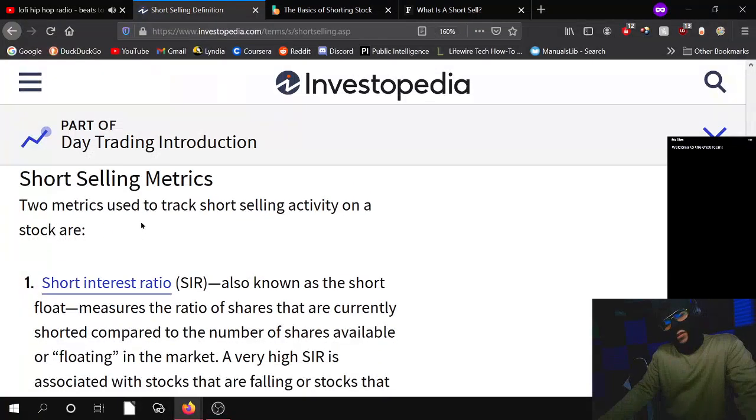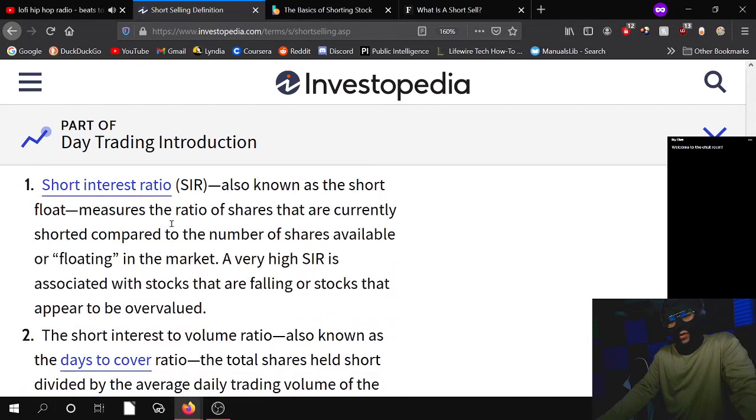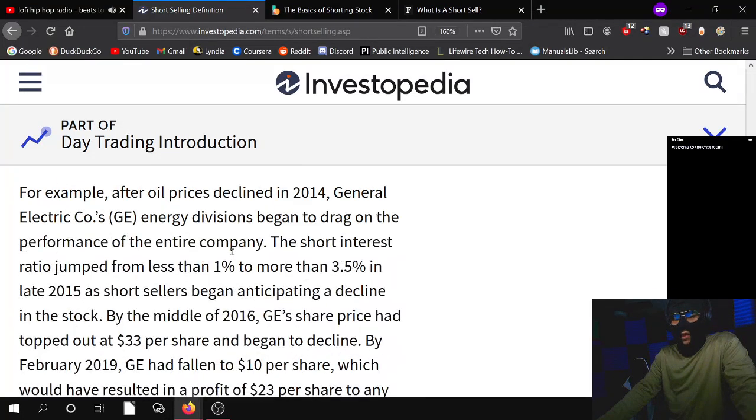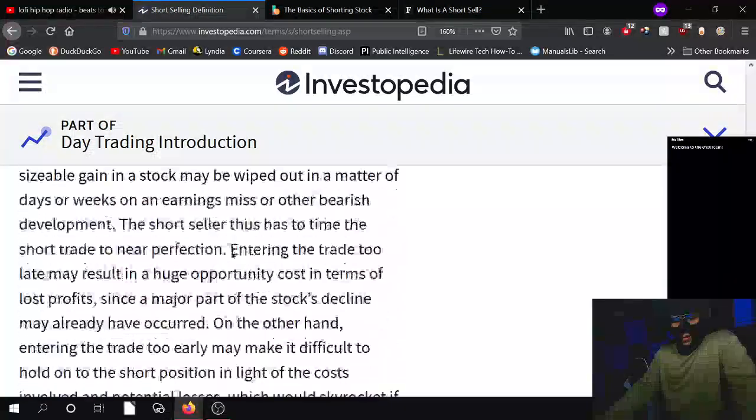Now let's go with short selling metrics. Let me briefly go over it because it's a metric. Two metrics used to track short selling activity are short interest ratio and short interest volume ratio. No, we don't have to follow that. Okay, let's go to the other one.